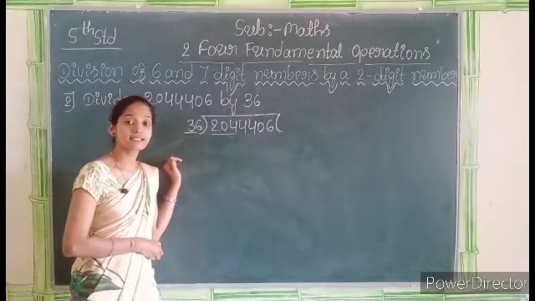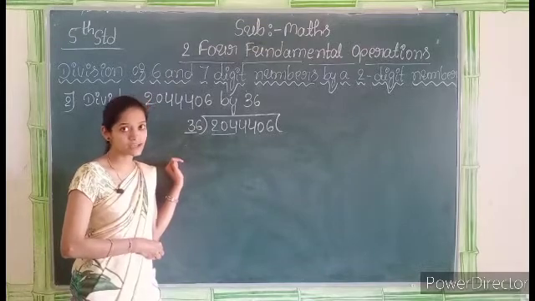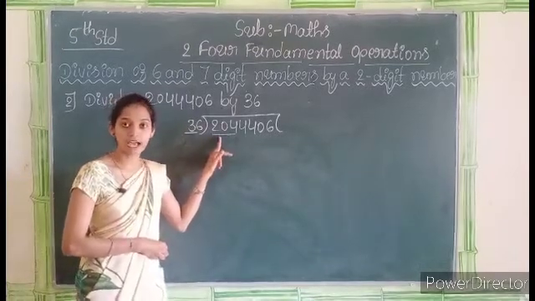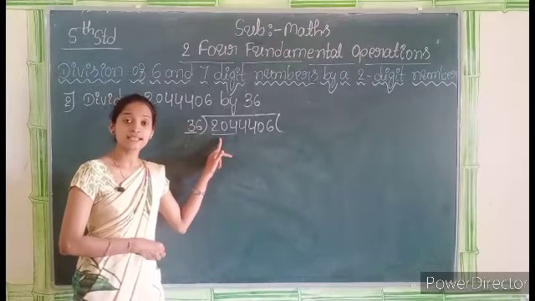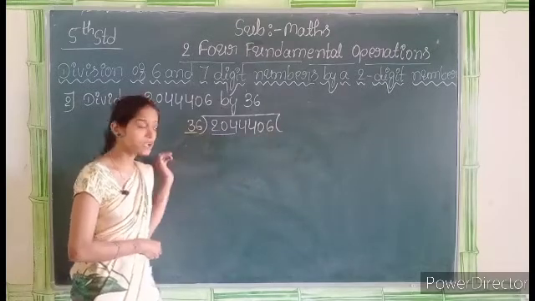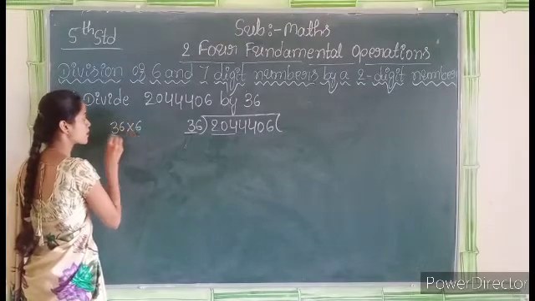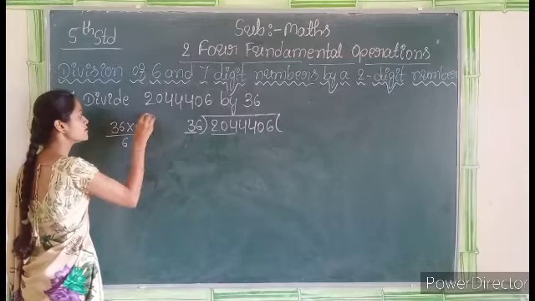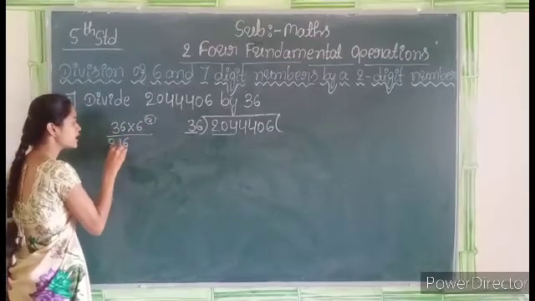That is 3 6s are 18. If we consider 3 7s, that is 21. That 21 is greater than this 20. That's why we have to consider 3 6s are 18. 6 may be the leftmost quotient. Let's check with 36 times 6. 6 6s are 36, then 3 carry, 6 3s are 18, 18 plus 3, 21.